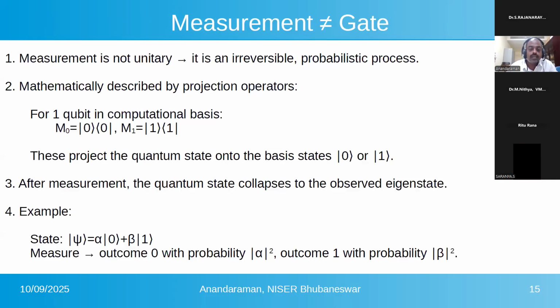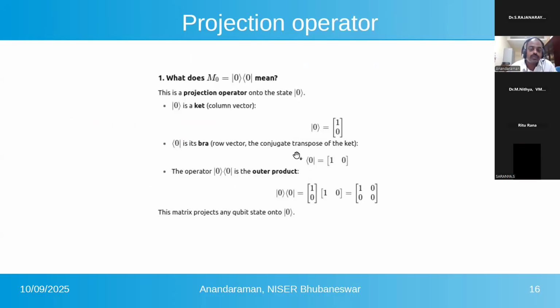This M0 = Ket0 Bra0, M1 = Ket1 Bra1 operation is called a projection operation. This is a projection onto the state Ket0. Ket0 is a column vector, represented as 1, 0 in a column. Bra0 is the row vector, 1, 0 written in a row. The operation Ket0 and Bra0 is the outer product. That is the inner product and outer product concept. If you do the outer product, the matrix product becomes 0, 0. It is 0 only.